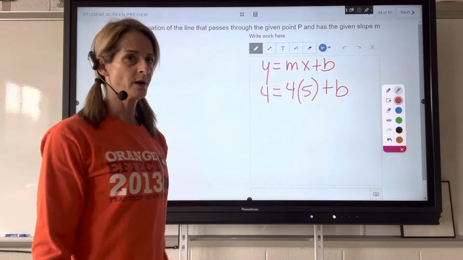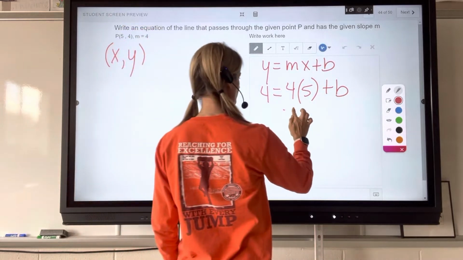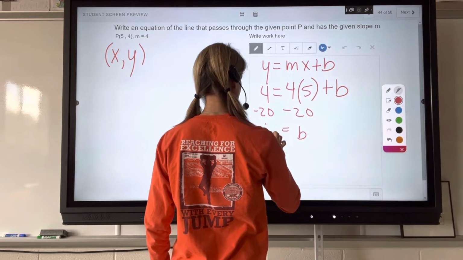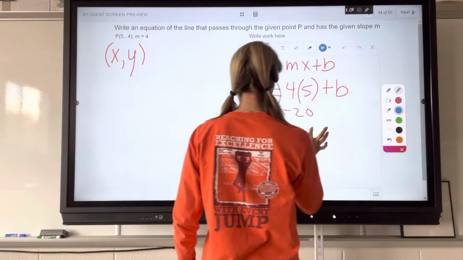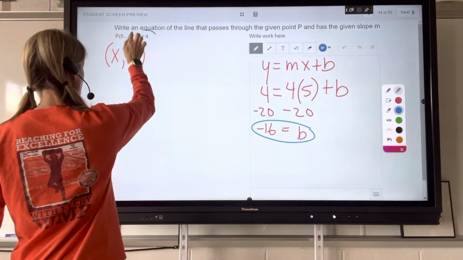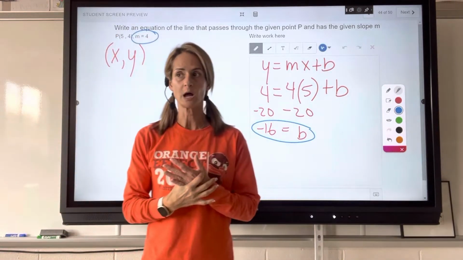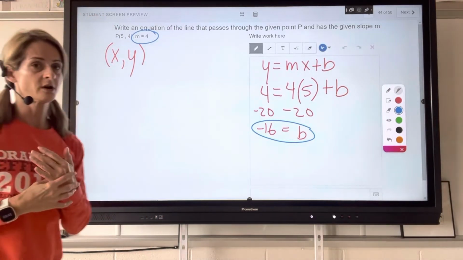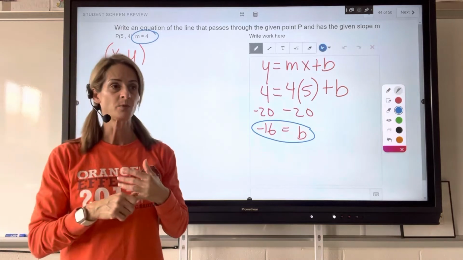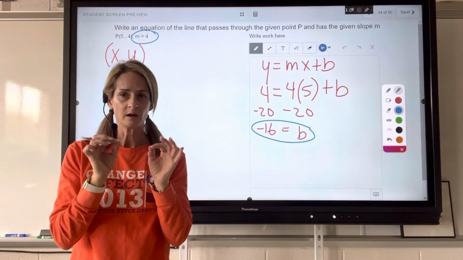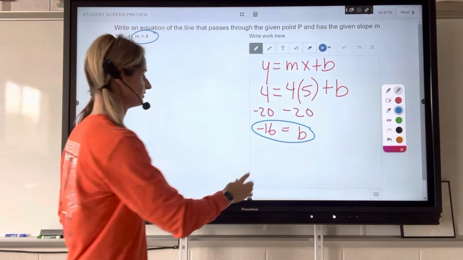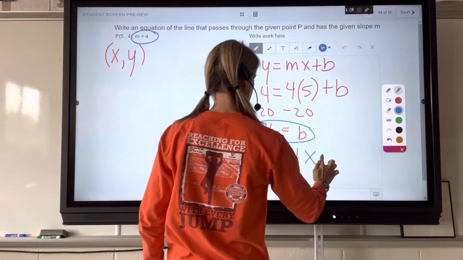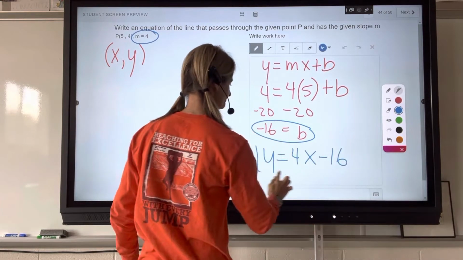So 4 times 5 is 20, doing order of operations. So we subtract 20 from both sides. And I am getting the value of b is negative 16. Now we have our b and we have our m, and it's just like the previous problem where we can write the equation of the line. We do not need this ordered pair 5, 4 for the general form of the equation because that point 5, 4 is just one point on that line. We need the general form of this equation, which is y equals mx plus b. There we go.